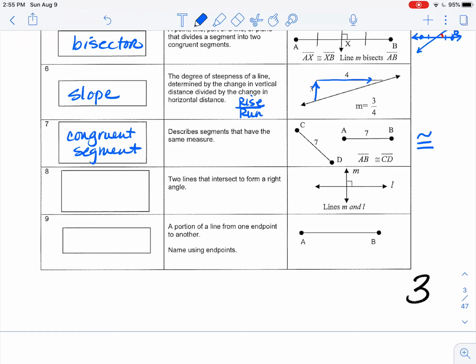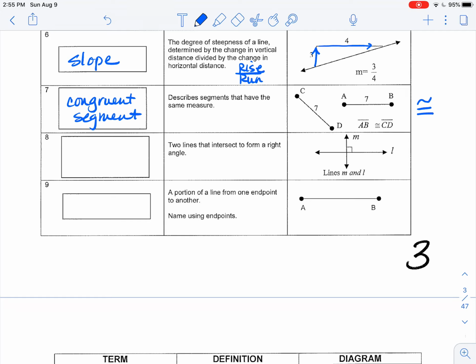In number 8, we have two lines that intersect to form a right angle. Okay, the right angle is showing we're perpendicular, and two lines, these are just perpendicular lines. And we will write this with M perpendicular to L.